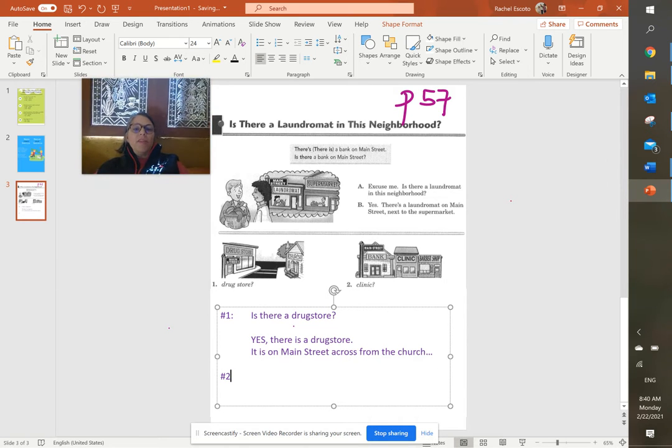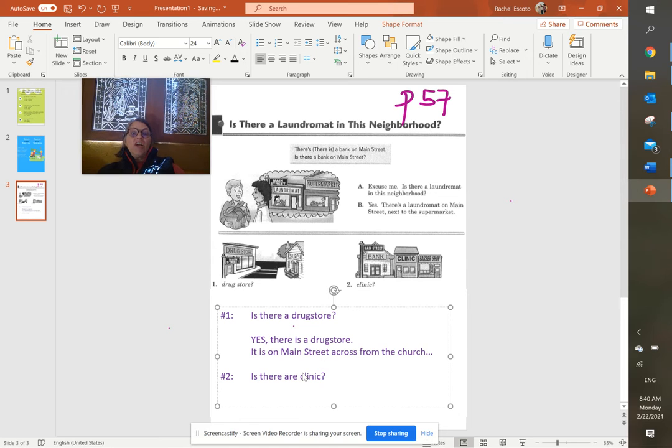Number two, what do you think the question is for number two? If you look at it, what is the question? We're looking for a clinic, right? So the question is, is there a clinic in this neighborhood?